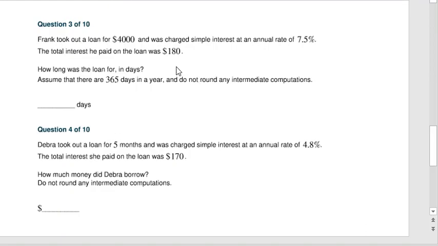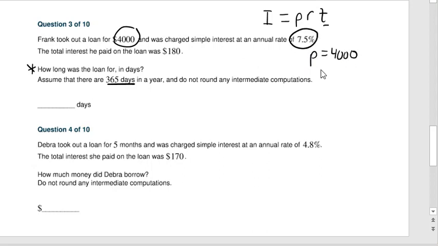Okay, so for questions 3 and 4, this one says Frank took out a loan for $4,000 and was charged simple interest at an annual rate of 7.5%. The total interest he paid on the loan was $180. How long was the loan for in days? Remember, we're going to use the simple interest formula: I equals principal times rate times time. Remember this is time in years, and there are 365 days in 1 year. So Frank took out a loan for $4,000. That means the principal is $4,000. The interest rate is 7.5%.